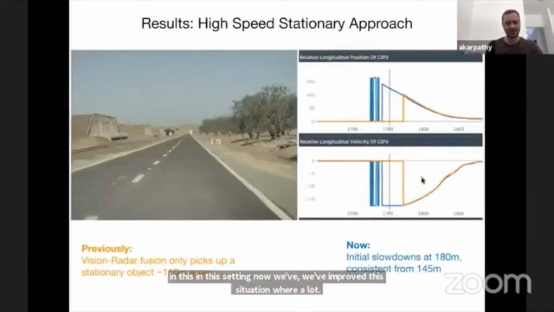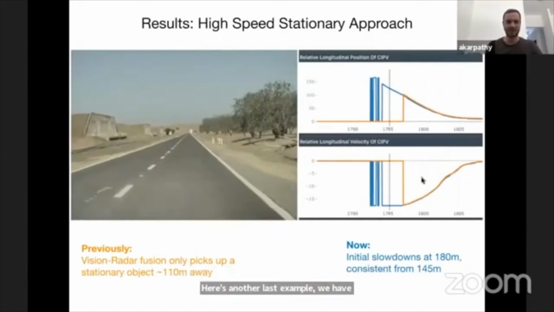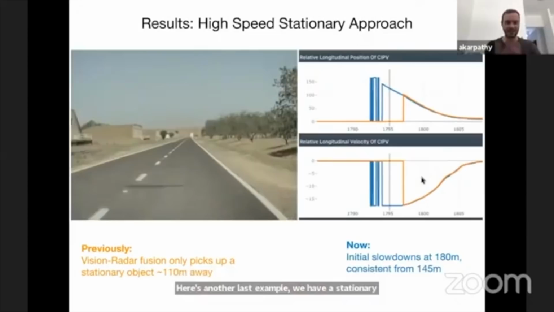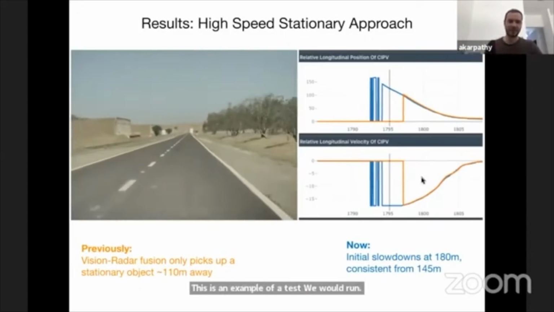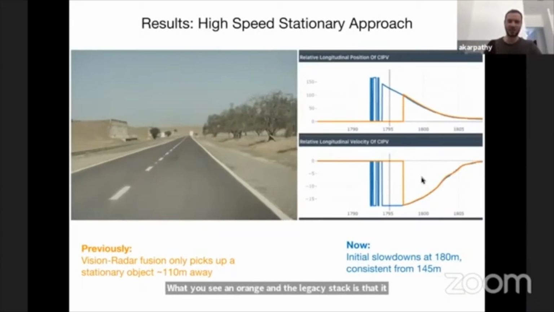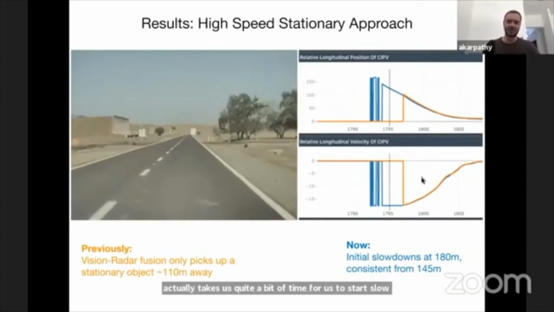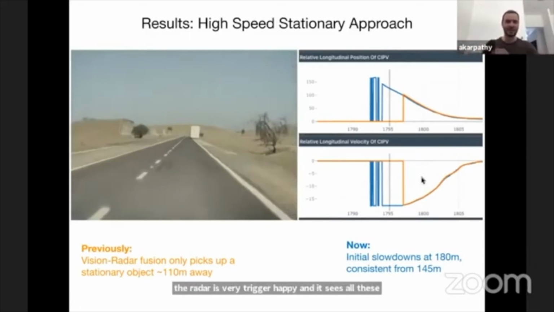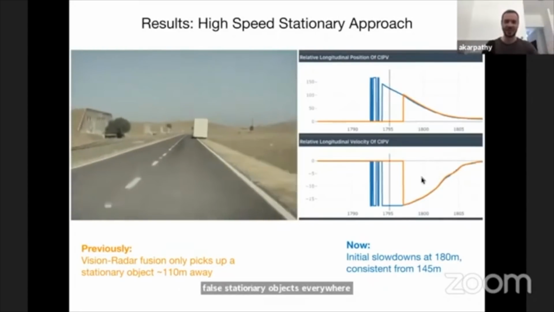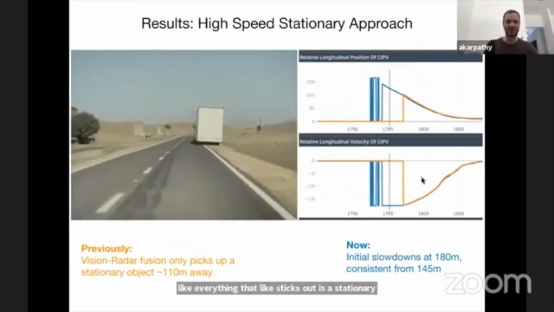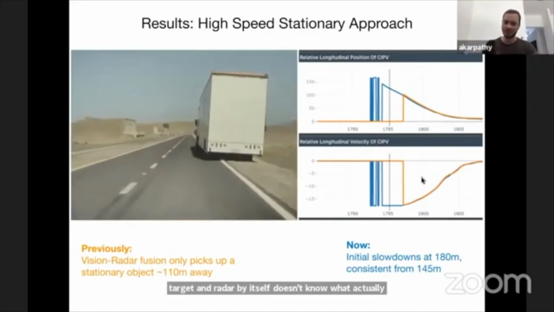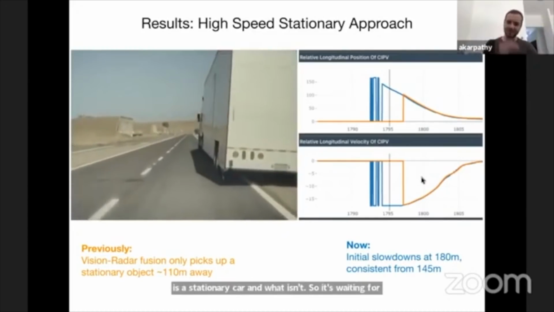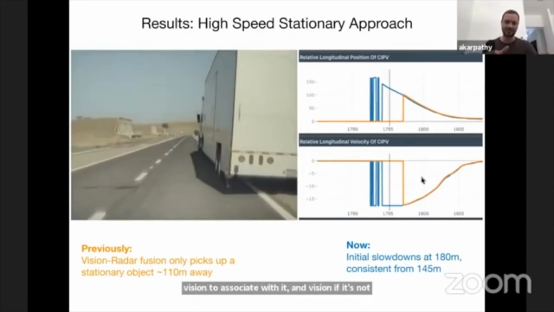Here's another last example. We have a stationary approach. Again, this is in a track testing environment. This is an example of a test that we would run. And we are just approaching this vehicle and hoping to stop. What you see in orange in the legacy stack is that it actually takes quite a bit of time for us to start slowing. And basically what's happening here is that the radar is very trigger happy and it sees all these false stationary objects everywhere. Everything that sticks out is a stationary target. And radar by itself doesn't know what actually is a stationary car and what isn't. So it's waiting for vision to associate with it. And vision, if it's not held up to a high enough bar, is noisy and contributes error. And the sensor fusion stack just picks it up too late.